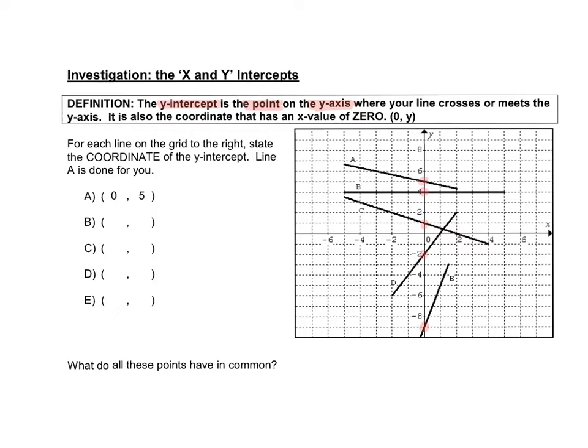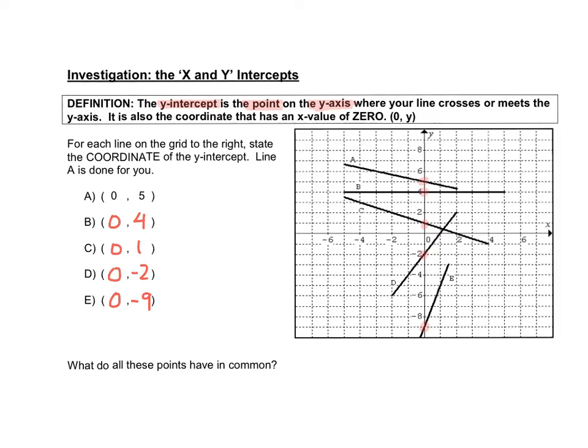For line B, what will be the coordinates? That'll be 0, 4. For line C, it's going to be 0, 1. Line D, 0, negative 2. And line E is 0, negative 9.